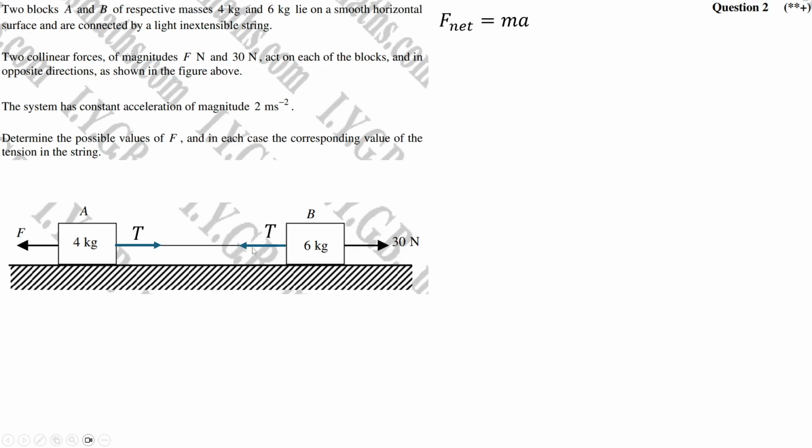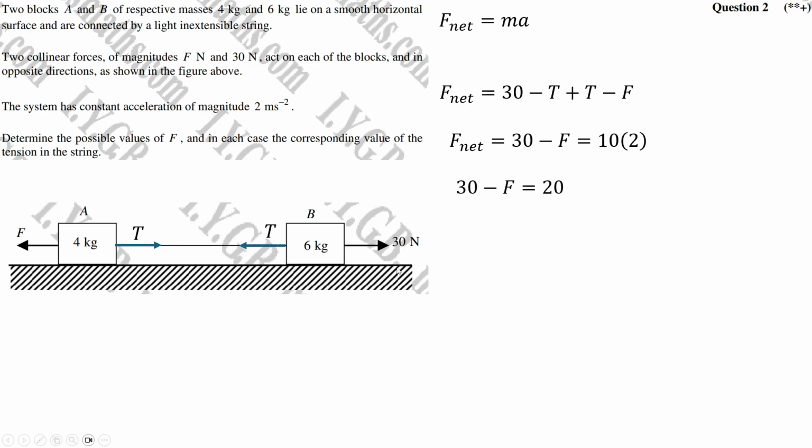So this is 30, take away t. Oh no, sorry, we're having a look at the full system right now. So of the full system, it's 30, take away t here, plus t, and then take away F. And the reason why I've done that is because the tensions cancel out, so you can just ignore them. So you only have 30 take away F equals the mass, which is 6 plus 4. So the total mass, because we're having a look at the full system, 10 multiplied by the acceleration, which is 2. So this force here must be 10 newtons.